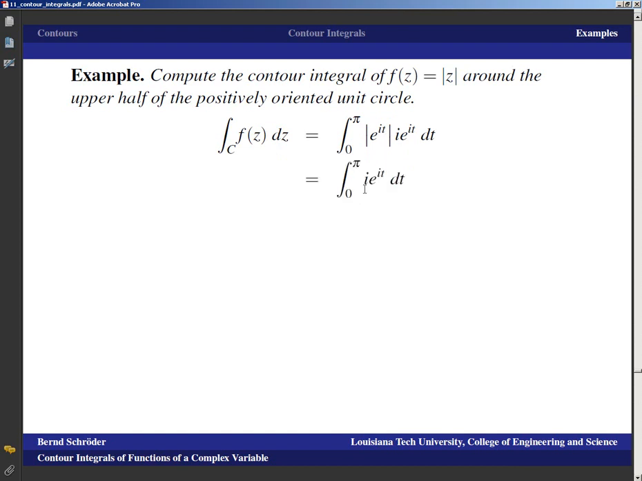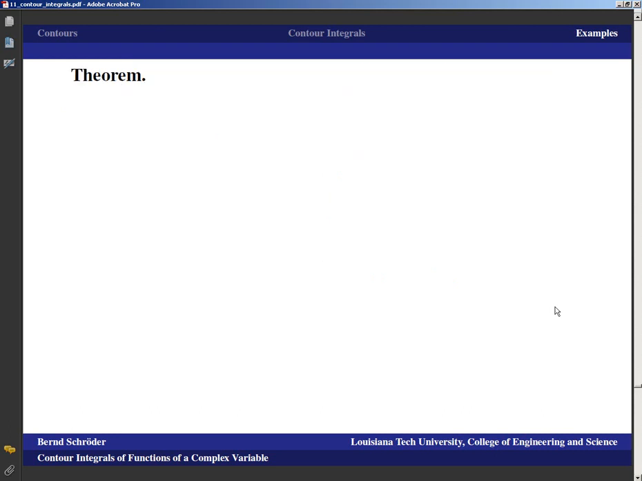E to the it absolute value, of course, is 1, so that's just the integral from 0 to pi of i times e to the it, and the antiderivative of that is e to the it in the bounds from 0 to pi. That's e to the i pi minus e to the 0, which is negative 1 minus 1, which is negative 2. Tried to compute a little too fast here.